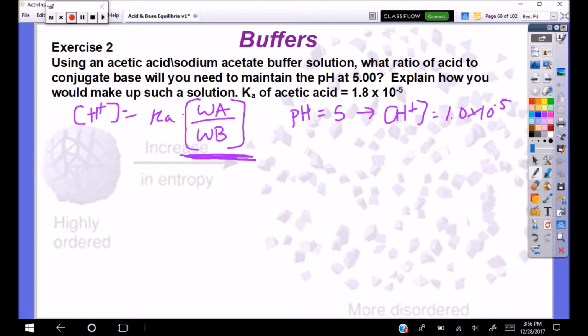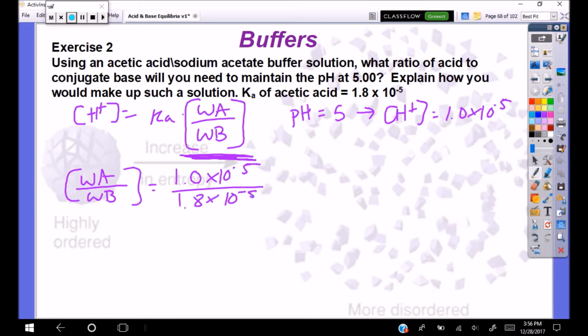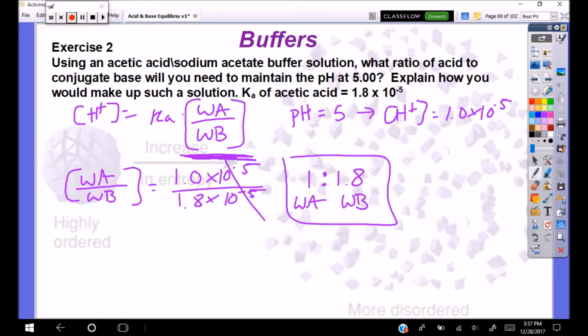Alright, so I know that I could rearrange, my weak acid over my weak base ratio is going to be my H plus, 1.0 times 10 to the negative fifth, divided by my Ka, 1.8 times 10 to the negative fifth. Look at that. Those cancel out. We get a ratio of 1 to 1.8 for my weak acid to my weak base. Alright. Pretty simple.